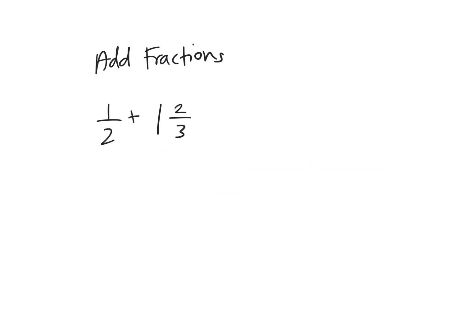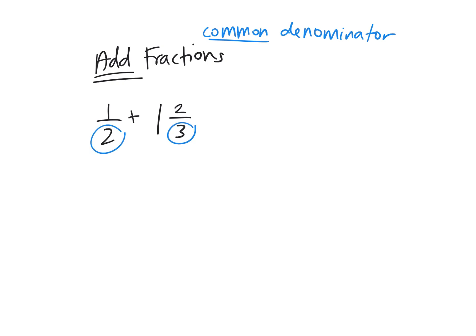How would I add these fractions together? I have 1 over 2 plus 1 2/3. So a half plus 1 2/3. When you're adding fractions, we need to have a common denominator. Okay? So my denominators are 2 and 3. I can't add these together. What's a common denominator? What can I multiply this by and multiply this by that will give you the same answer? The denominator would be 6.